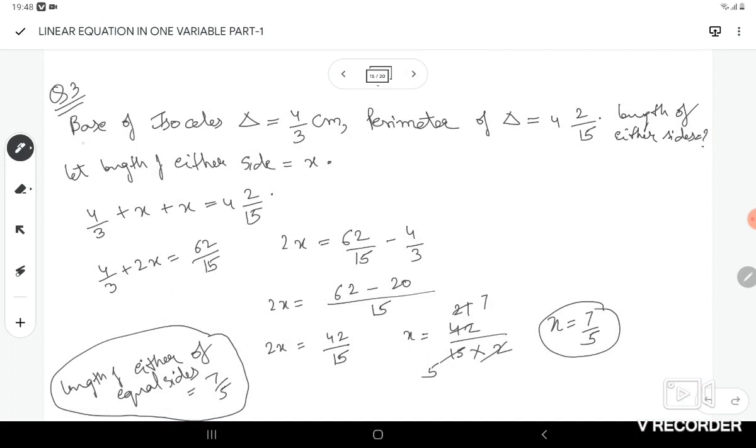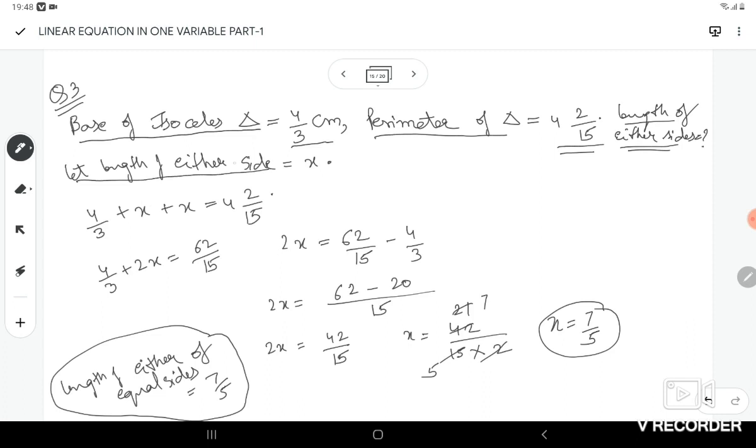Now the next question says the base of an isosceles triangle. What is an isosceles triangle? An isosceles triangle is a triangle in which any two sides of the triangle are equal and the third side is of different length. So the base is given as 4 by 3 centimeter and the perimeter of the triangle is given as 4 whole 2 by 15. We have to find the length of either of the equal sides.